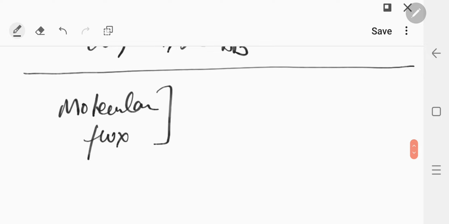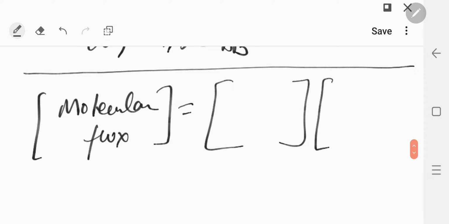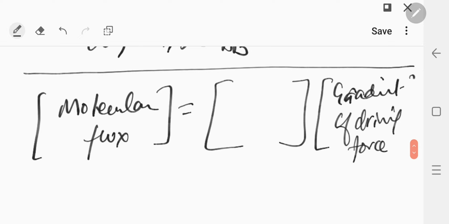Or in general, we can represent all these three equations in the form of: molecular flux is nothing but a product of the gradient of your driving force into the transport property.